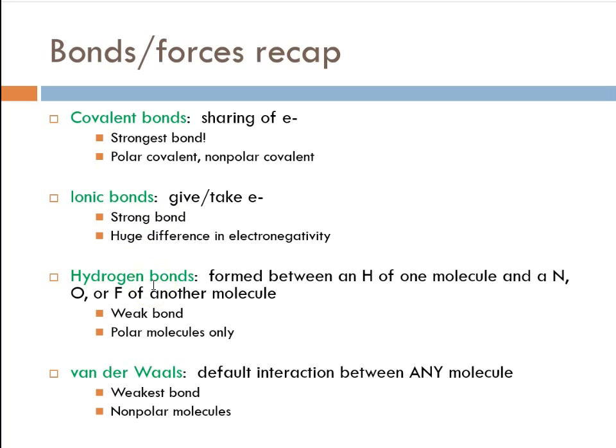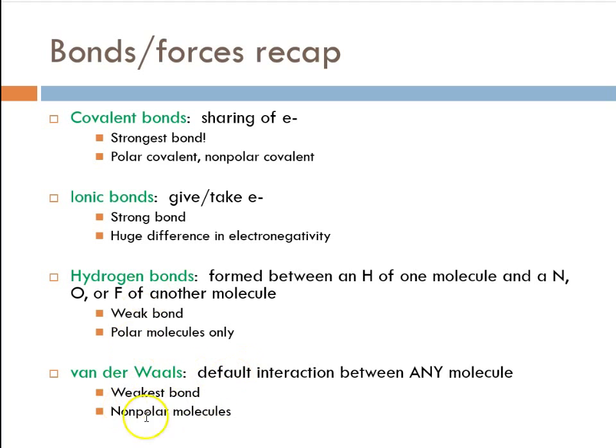Hydrogen bond would be the next one. This is definitely a weak bond, but they play crucial roles when it comes to DNA and things like that, which we'll talk about later. They do basically have these poles where one end is slightly positive, one is negative, and they make these interactions.